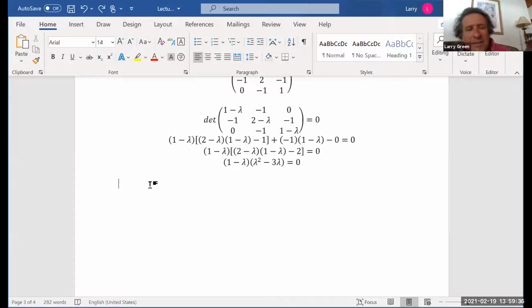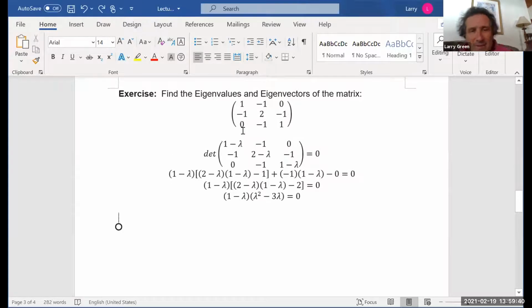Okay, I'm not going to do them all, but let's do lambda equals 1. And let's find the eigenvector for lambda equals 1. How do you do that?